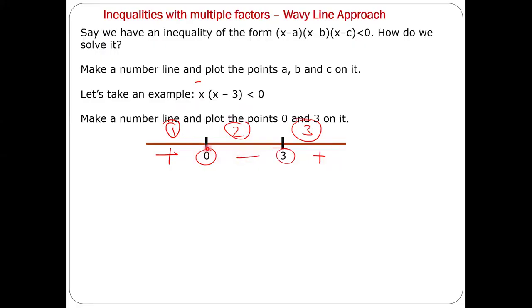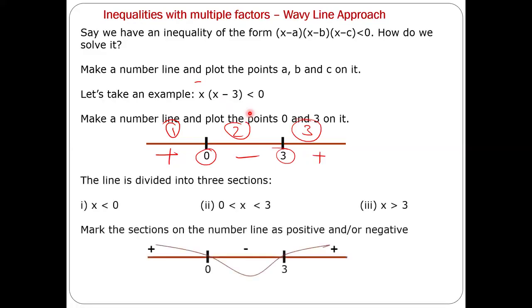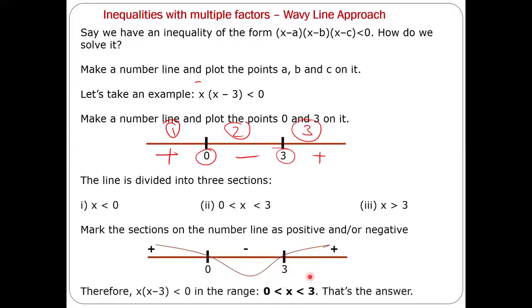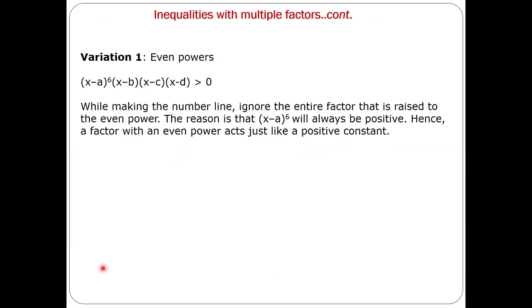So that's the answer. That for any value of x between 0 and 3, the value of this expression is negative. So the value of x between 0 and 3 is the answer. Are we clear? Much shorter way. That's called the wavy line approach, by the way, because if you plot it, it's kind of a wavy line. Okay. Now this would sound very difficult to you.